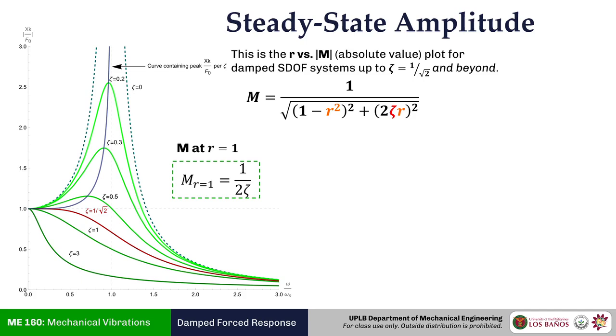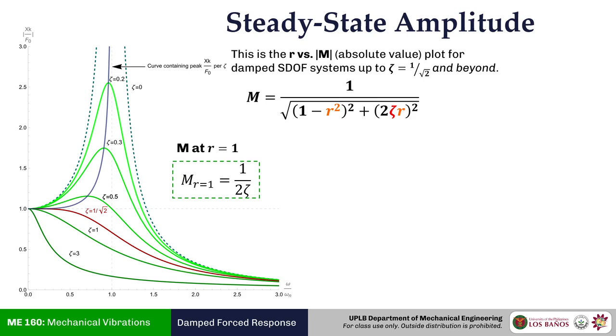Pag all metal yung inyong vibration system, your zeta is around 0.001. Halos wala. Halos wala kang damping essentially. If it's all metal, it will behave almost similarly to zeta equals 0. So, yun yung difference with regards to undamped and damped excitation.